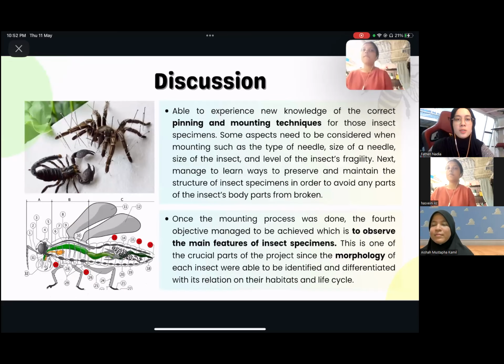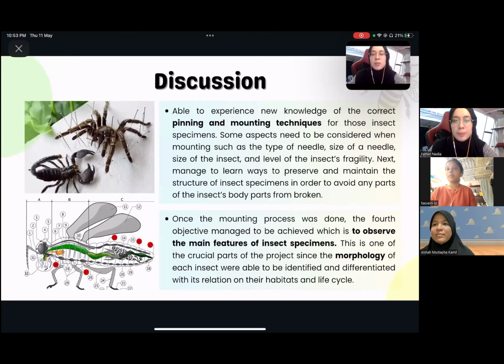The third discussion is associated with our third objective, where we gained new knowledge of the correct pinning and mounting techniques for insect specimens. Some aspects need to be considered when mounting, such as the type of needle, the size of the needle, the size of the insect, and the level of the insect's fragility, to avoid any body parts of the insects from being broken. We also managed to learn ways to preserve and maintain the structure of insect specimens in order to avoid any body parts from breaking, as I mentioned just now.